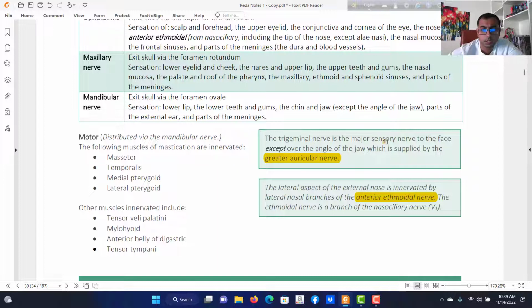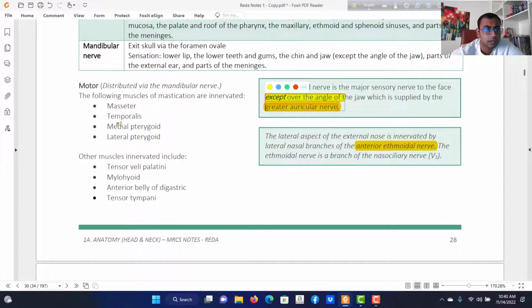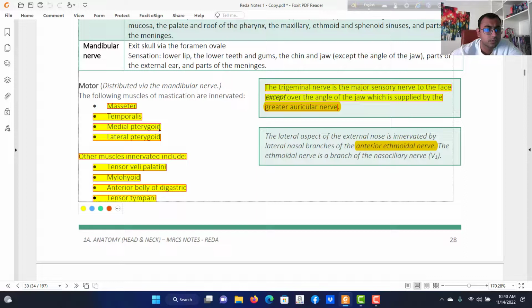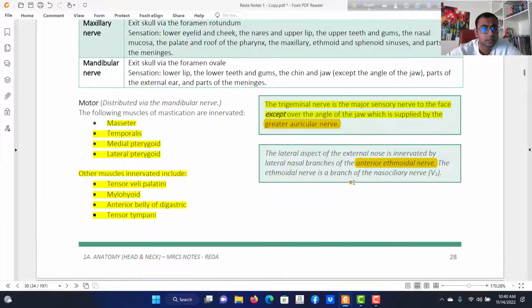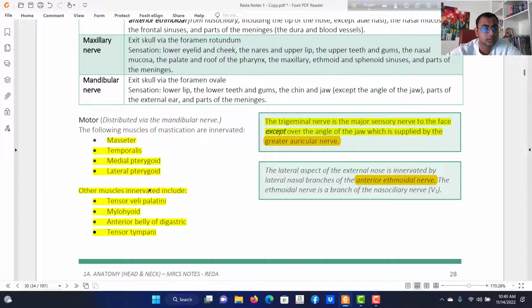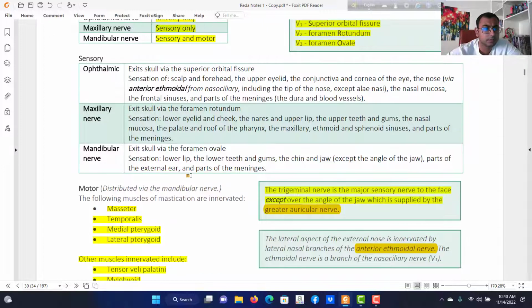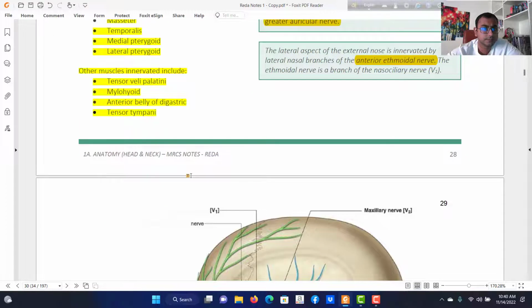The trigeminal nerve is the major sensory nerve to the face, except over the angle of the jaw, which is supplied by the greater auricular nerve. The motor supply is to masseter, temporalis, medial pterygoid, lateral pterygoid, and other muscles: tensor veli palatini, mylohyoid, anterior belly of digastric, and tensor tympani. These motor supplies are given by the mandibular division of the trigeminal nerve.